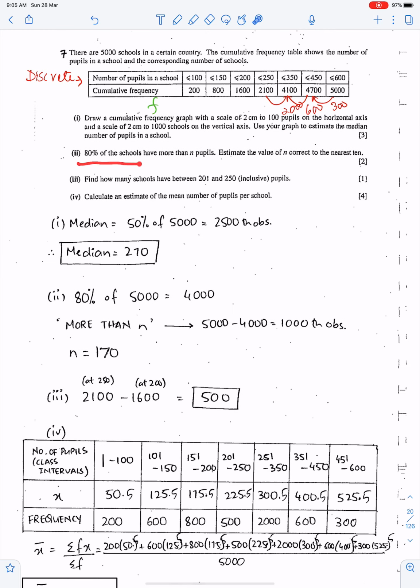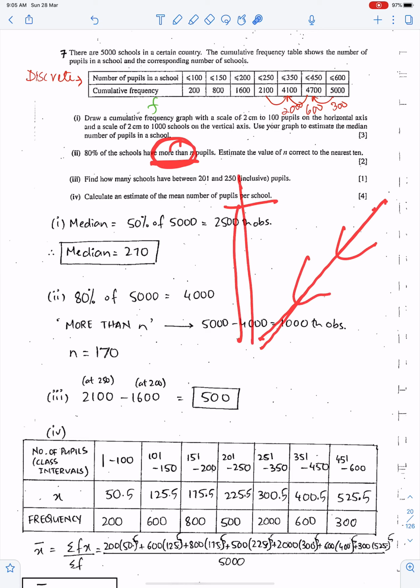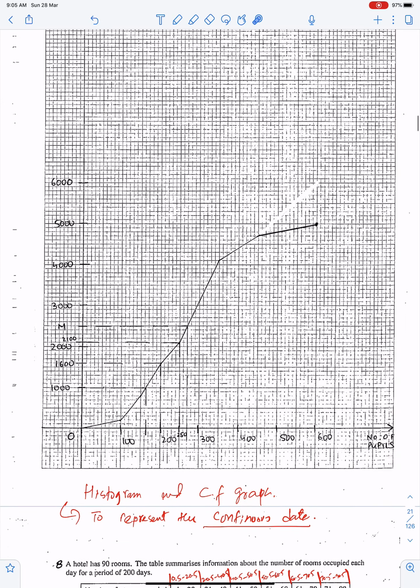Now 80% of schools have more than n pupils. Estimate the value of n correct to the nearest 10. 80% of the schools, so 80% of 5,000 is 4,000. More than means the upper part of the curve. Whenever you get this thing, more than, this means upper part of the curve, meaning you have to come in this way. So count 4,000 in this way. So 4,000 means this. And this is the value of n, because this part is required.